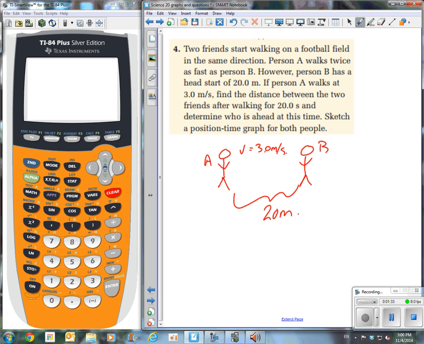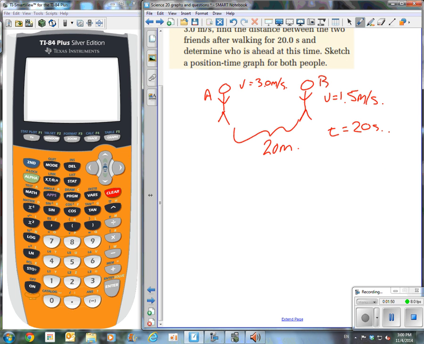So if person A walks twice as fast as person B, then we know person B must walk at 1.5 meters per second. And the question is asking us about a time of 20 seconds. So let's record the things that we know. The velocity of person A is 3.0 meters per second, the velocity of person B is 1.5 meters per second, and the time is 20 seconds.